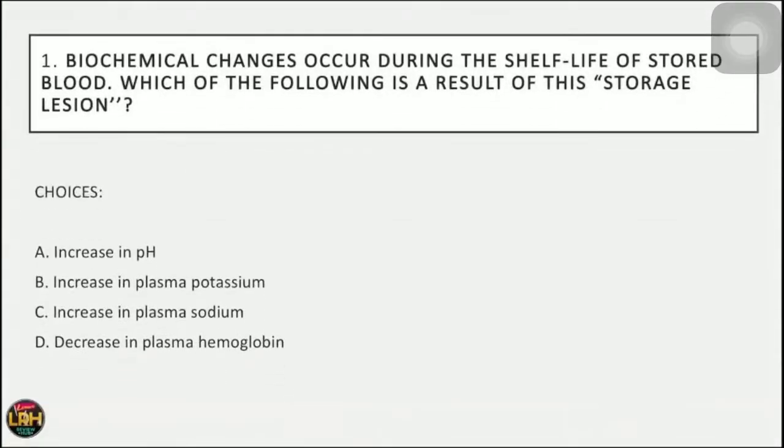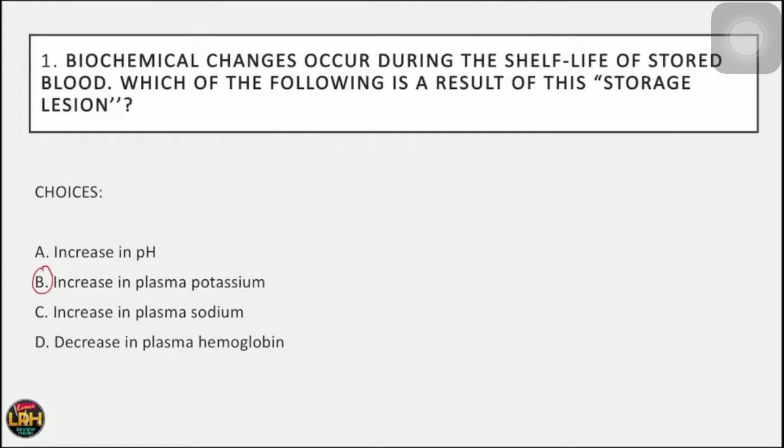First question. Biochemical changes occur during the shelf life of stored blood. Which of the following is a result of this storage lesion? The choices are the following: A. Increase in pH, B. Increase in plasma potassium, C. Increase in plasma sodium, or letter D. Decrease in plasma hemoglobin. The answer is letter B.